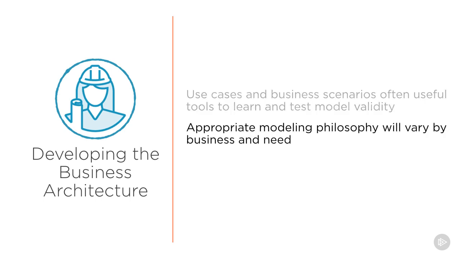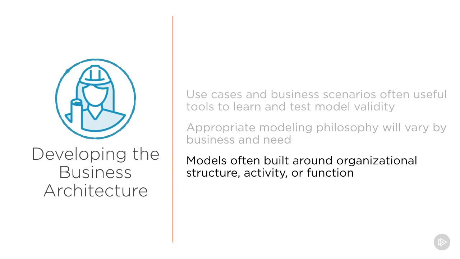Having an appropriate modeling philosophy will vary by the business and the needs, so it depends on what you're trying to model here, and this is why bringing stakeholders in is so important. They'll have the best idea of how things really work on the ground, and you can use that information to build models that accurately represent reality. These models are often built around an organizational structure, but they can also be built around a certain activity or a function, such as a product line and how a product is developed from beginning to end. Regardless, you want to build your model in a way that'll be most useful to you when conducting your needs assessment and other business analysis activities.